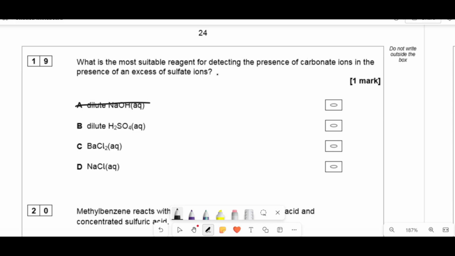H2SO4 will react with the carbonate ions and it won't muck about with the sulfate ions, so it will get rid of the carbonate. It will bubble and disappear. That's good. BaCl2 will end up reacting with the sulfate and you'll get barium sulfate, but then you'll have mixtures with the carbonate as well, so that's out. NaCl wouldn't really do anything in this reaction either, so it's got to be just B.